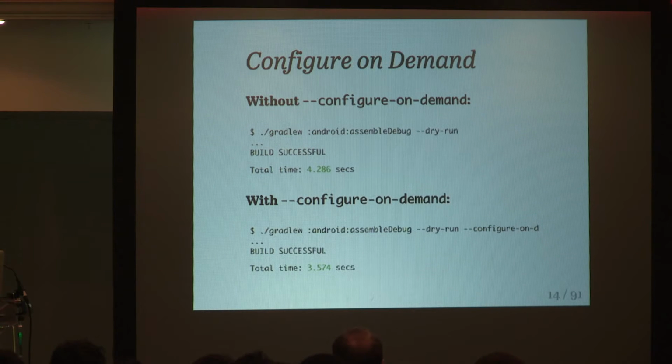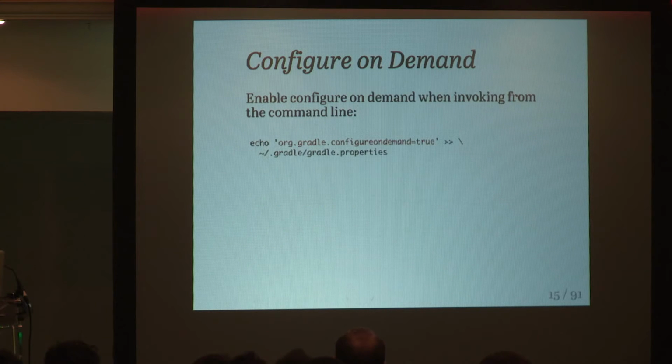If you have a project that has either multiple applications or an application and a backend component, and you don't always need to build them all at the same time, then just add configure on demand. And you can enable this globally through a magic file in your user home directory. And it's all documented in the Gradle user guide, by the way. It's really, really comprehensive in that regard.